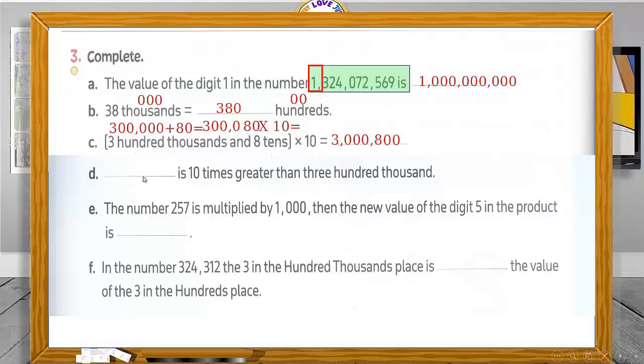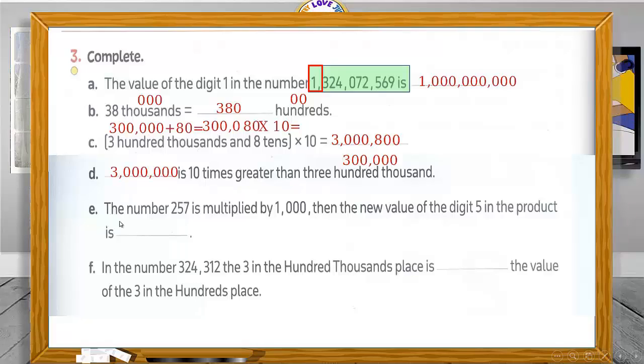Next one. Here, what is 10 times greater than 300,000? Write this number in standard form to understand how you solve. They tell you 10 times greater. 10 times greater than means add 0 here. So the answer is 3 million. 6 zeros and here we have 5 zeros.